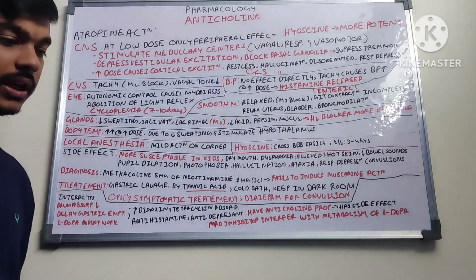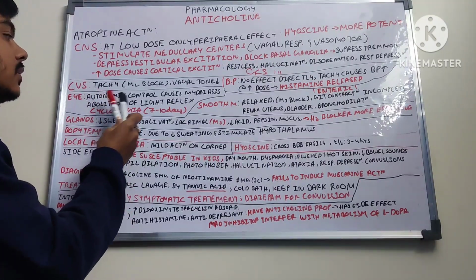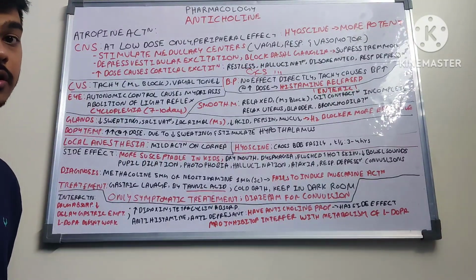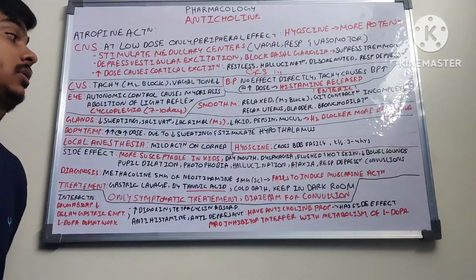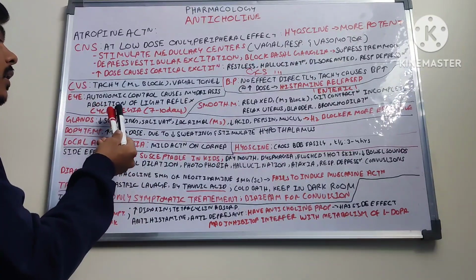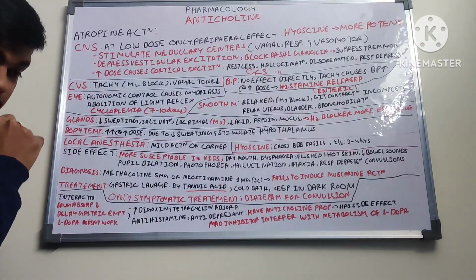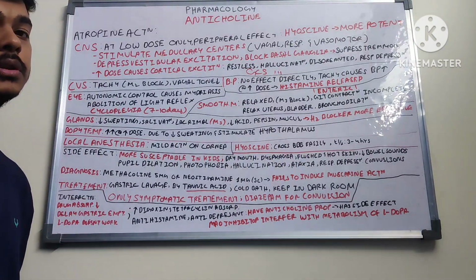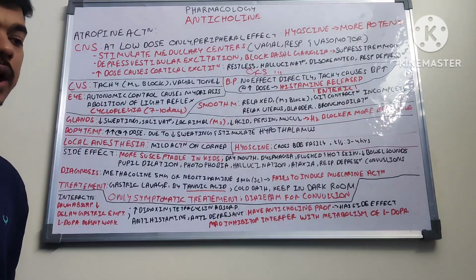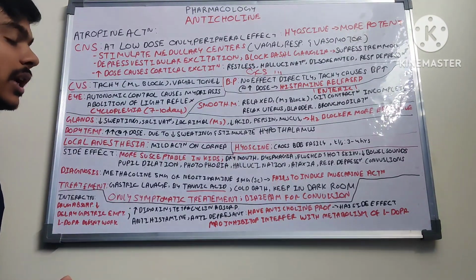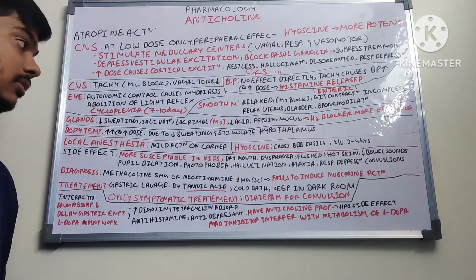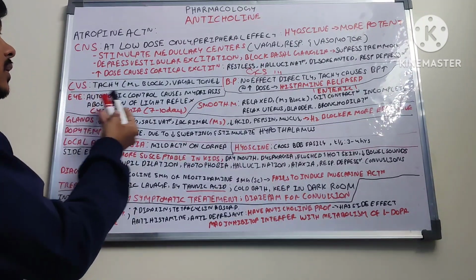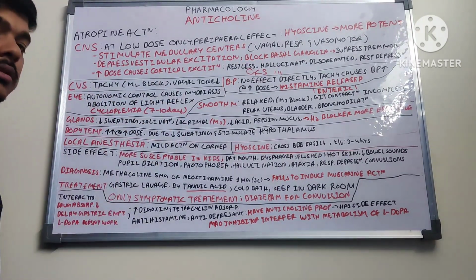Next, let's come to the eye. What happens in the eye when we take atropine? It affects the autonomic control and causes mydriasis, also called dilation of the pupil. Miosis is constriction, mydriasis is dilation. Abolition of light reflex. Whenever we put a light on the pupil, the pupil is supposed to contract when there is high light, and it dilates when there is low light, by which we can check our vision reflex. But here there is abolition of the light reflex, there is no reflex seen.